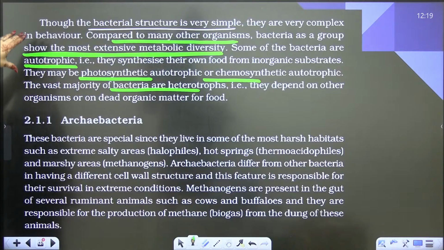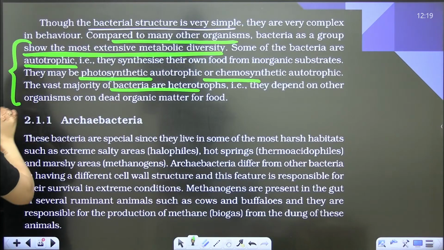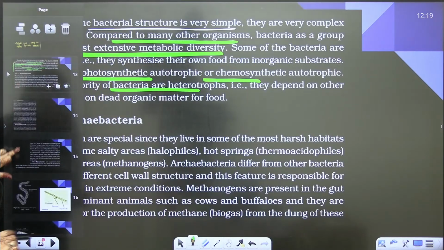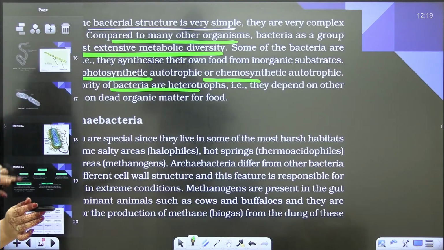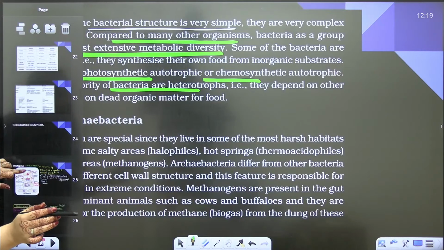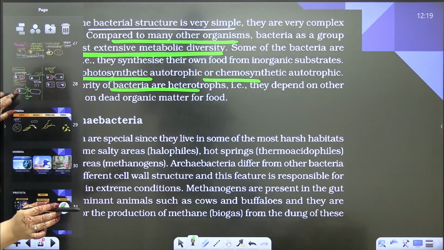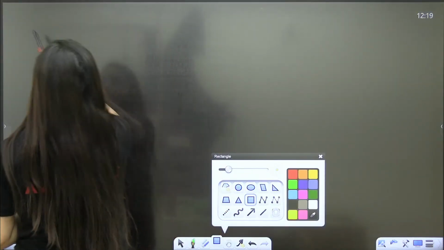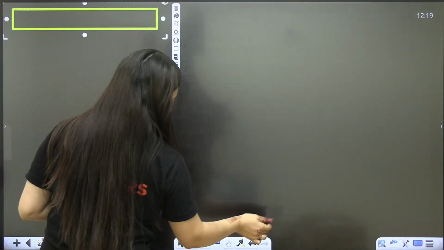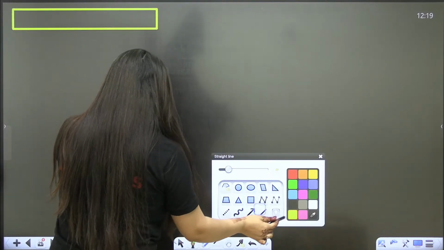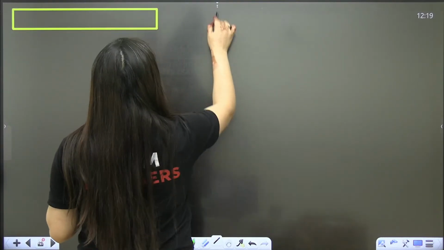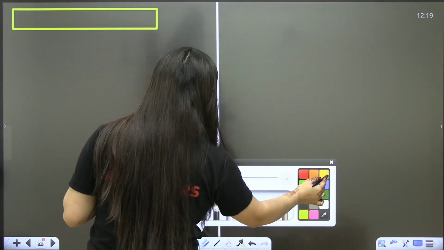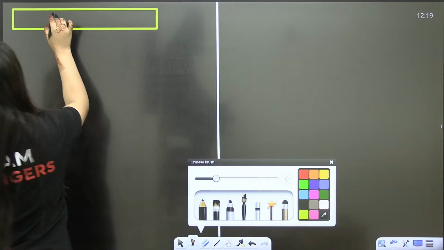So the next portion that we have to discuss is the nutrition. But before that, let's discuss the respiration, and then we'll finish these cyanobacteria and all, and then we'll come to the archaebacteria, right, students? Okay, let's go. Another important words that we have to use here are aerobic bacteria and anaerobic bacteria. Respiration.